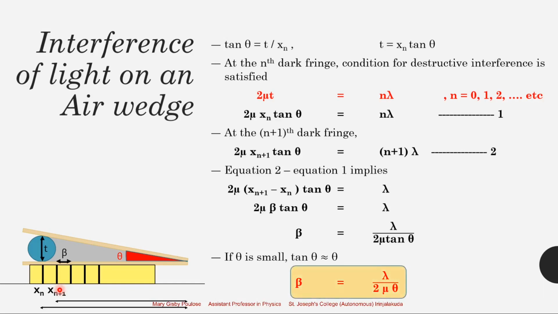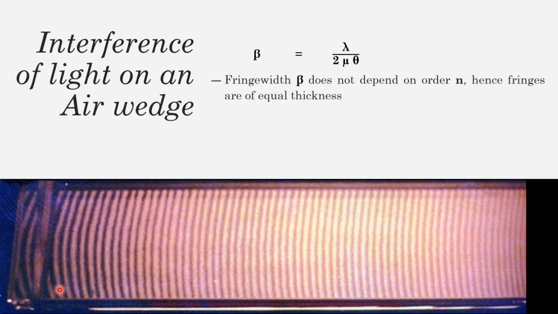And this is to be studied. This is of importance. Beta fringe width is equal to wavelength lambda divided by 2 mu theta, where mu is the refractive index of the medium of film and theta is the angle of the wedge. Now here we see the interference pattern upon an air wedge. We know that fringe width is equal to lambda divided by 2 mu theta. That is, fringe width does not depend on the order of the fringe n. Hence, we understand that fringes are of equal thickness.